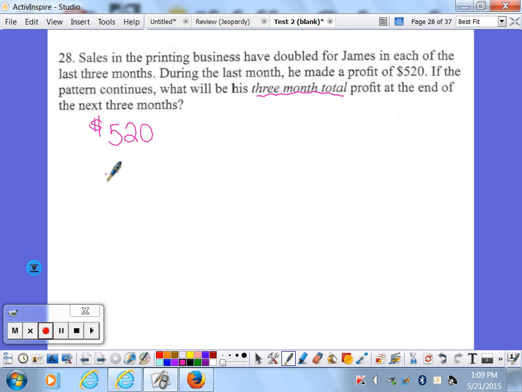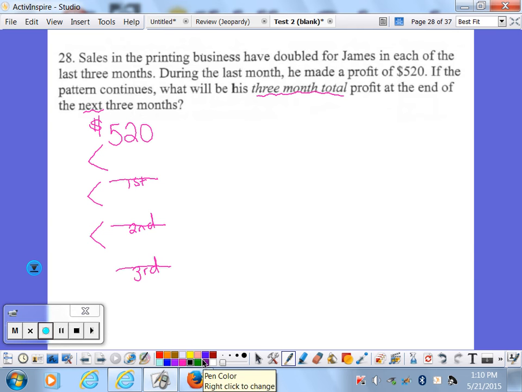It says, if the pattern continues, what will be his 3-month total profit at the end of the next 3 months? So what you need to do is find out how much will he make next month, the next month, and the next month. And you should be following the same pattern for how you get from one month to the next. So this should be for the next month, the following month, and then the next following month.